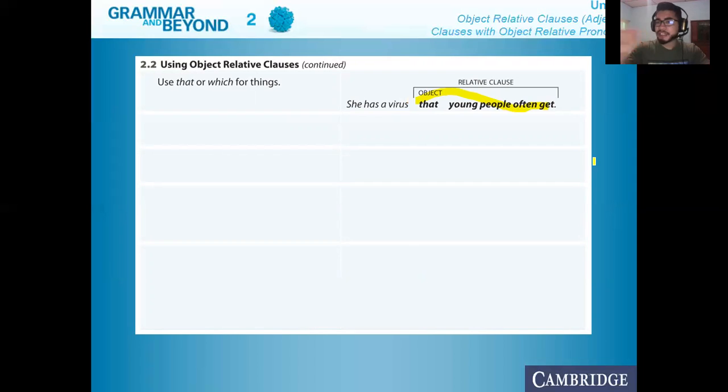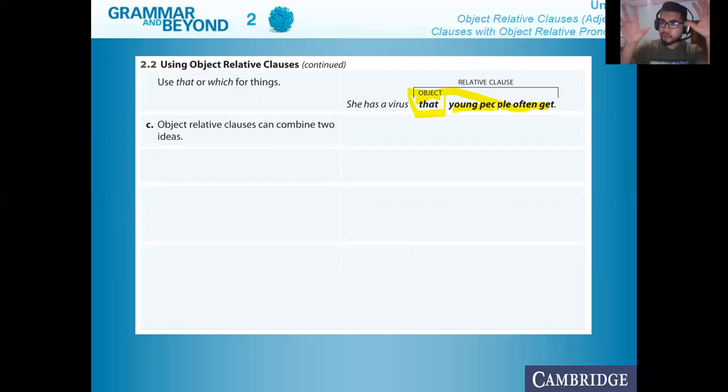Okay? She has a virus that young people often get. You see over here, a virus. We're describing that virus. And over here, you see that you have the object relative pronoun introducing the clause. You will have the subject, that is young people, and get, that is the verb. Object relative clauses can combine two ideas as subject relative clauses do as well.